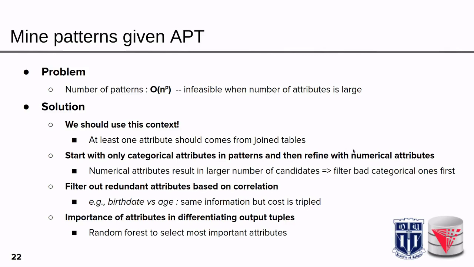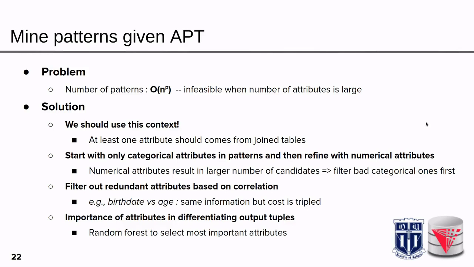The reason is that the possible number of patterns that contain only categorical attributes is significantly smaller than those with numerical attributes. We can also filter out such patterns with low recall first, because we can only have worse quality scores by adding new predicates, and only refine those with high recall by adding numerical predicates.